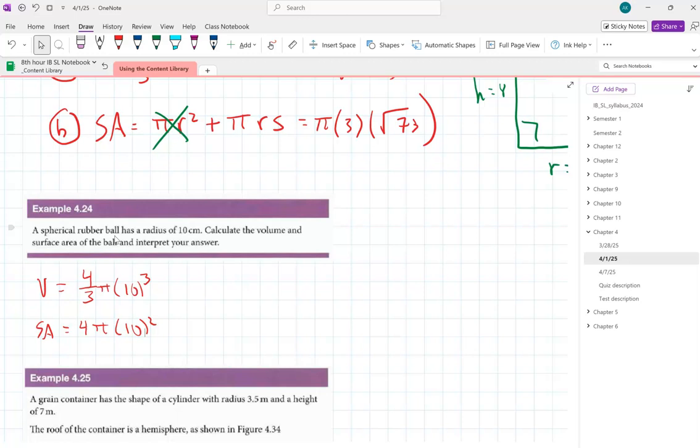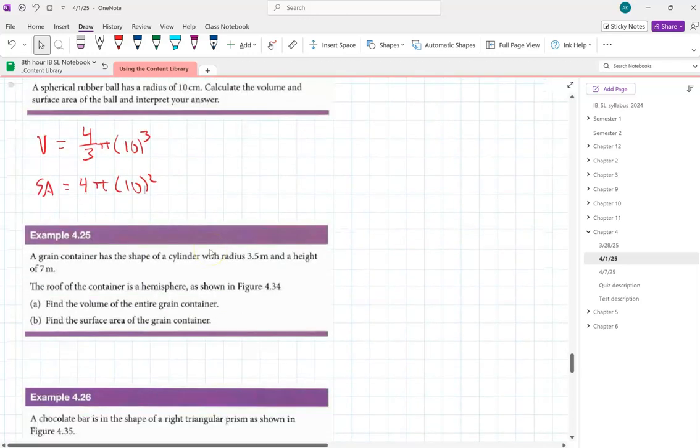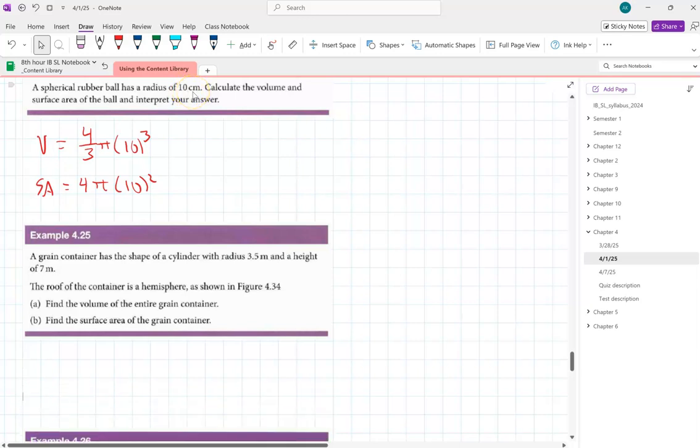Okay, everybody feel okay there? No, can you leave it up there for a second? I'm just going to scroll a little bit. Where did we get 10 from? It tells us the radius is 10. You should have told me that before I answered.